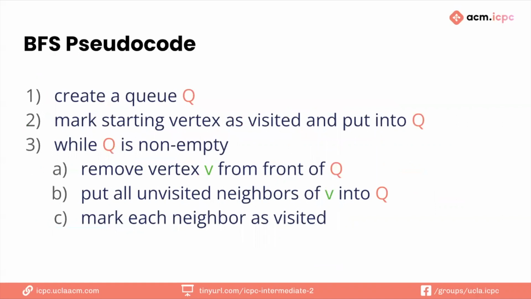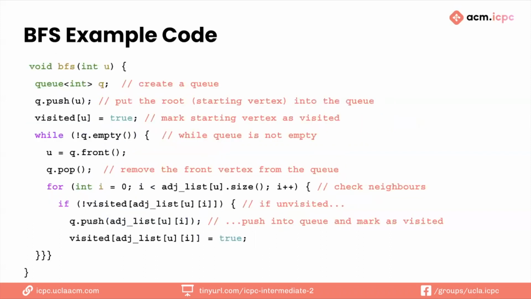BFS itself is a very simple algorithm. All you need to do is create a queue, add the starting vertex into the queue, and while there are still vertices in the queue, take the front vertex, put all of its neighbors in the queue, and mark them as visited. Repeat that as long as there are still vertices in the queue. Here is the example code of how you can implement it in C++. I'll not focus in detail on the implementation. You can always reference this slide. By the way, the link to the slides is at the bottom of each slide, so you can follow along.